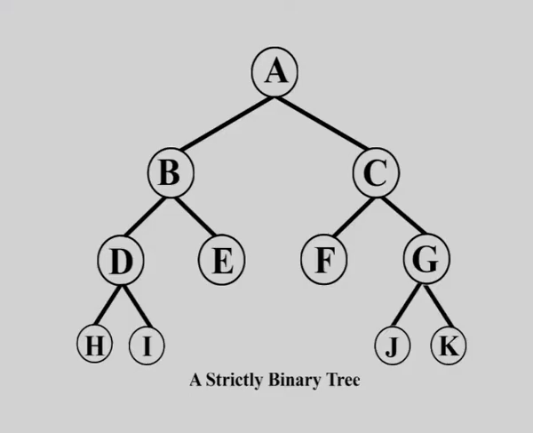The strictly binary tree shown in this figure has no node which has only 1 child. Each node has either no child or 2 children. A strictly binary tree with n leaf nodes contains exactly 2n minus 1 nodes. In this strictly binary tree, there are 6 leaf nodes, therefore the total number of nodes is equal to 11.